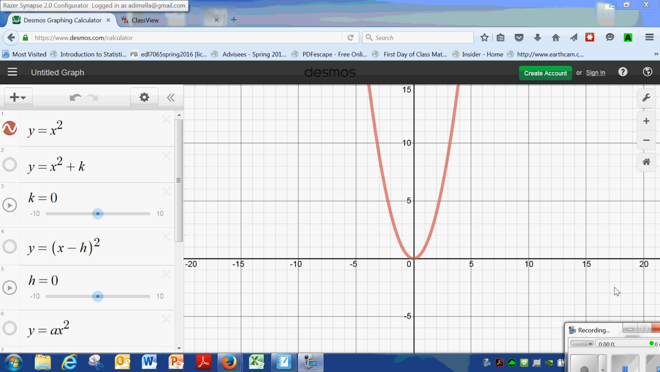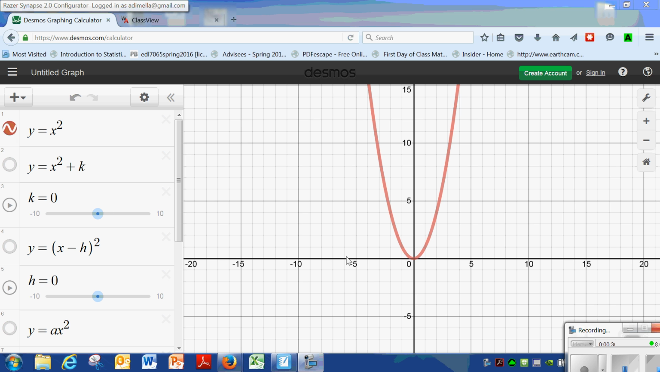Today we're going to look at 2.6, and in 2.6 we explore transformations. I have the parent function for y equals x squared here up on Desmos in red. And so we're going to look at what happens when we add and subtract and multiply other numbers throughout the parent function. The first one that we're going to look at is a vertical translation.